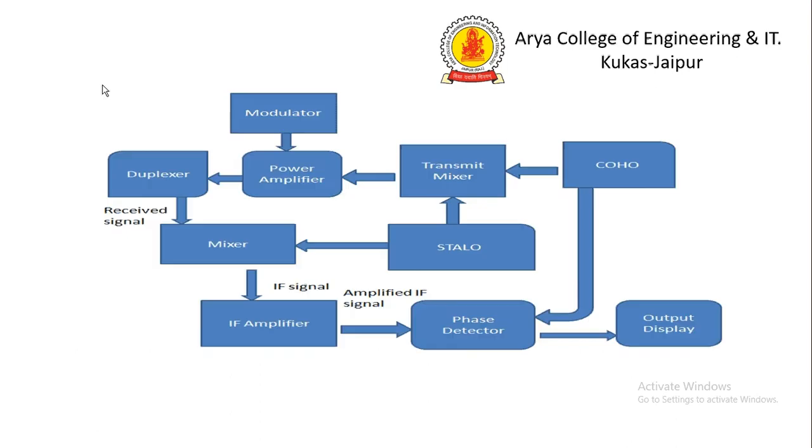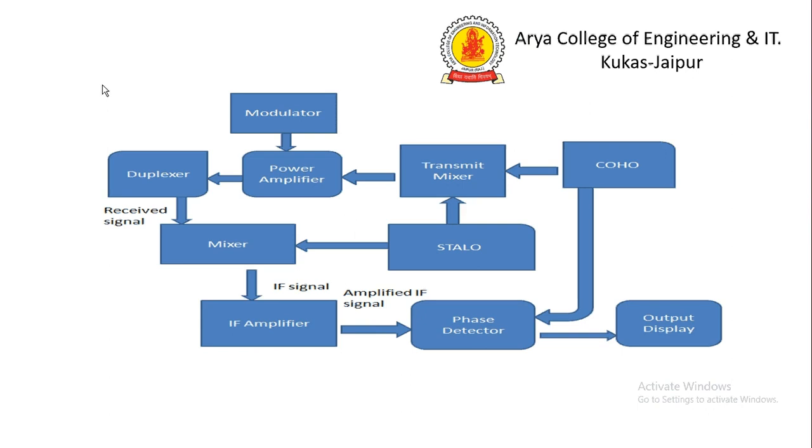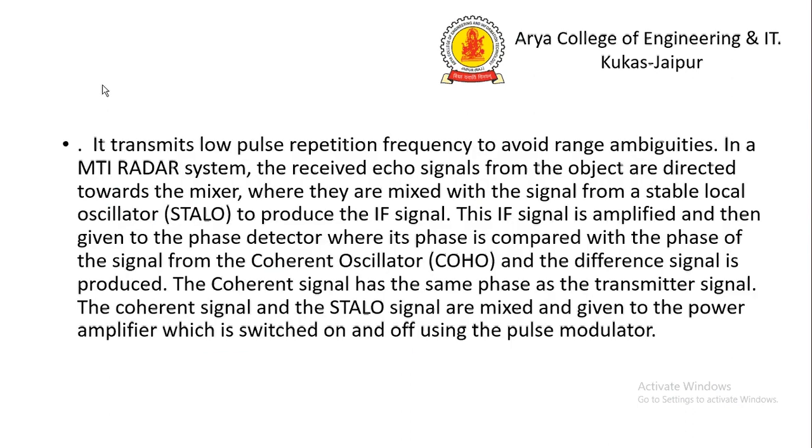So in this slide I have discussed the topic of continuous wave radar and MTI radar. Modulator, duplexer, power amplifier, transmit mixer, coho, received signal mixer, stalo, IF amplifier, phase detector, output display. It transmits low pulse repetition frequency to avoid range ambiguities.